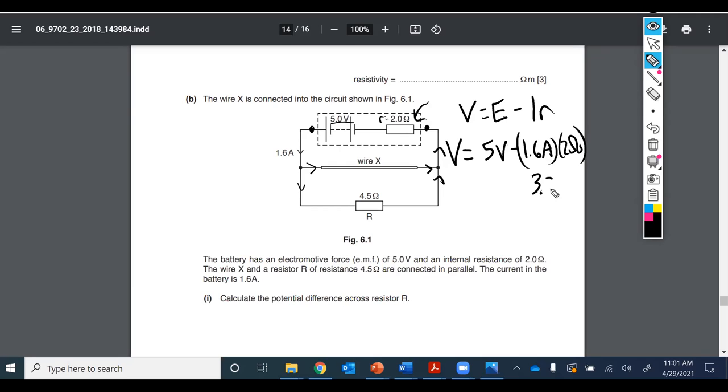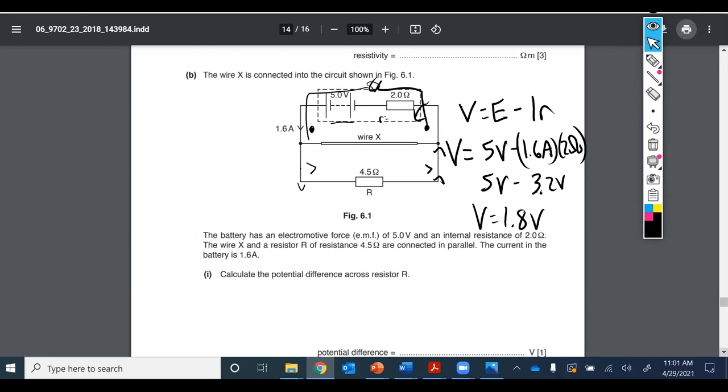or 3.2 volts. And so the 5 volts of EMF minus the 3.2 lost volts means the terminal PD is only 1.8 volts. If we were to put a voltmeter across here, it should read 1.8 volts, right? Because as we drive that much current through the battery, we're losing more than half of our volts there. So 1.8 volts for the potential difference across R.